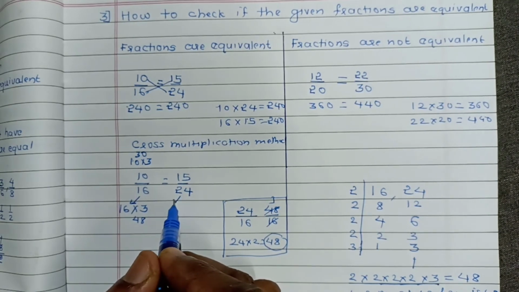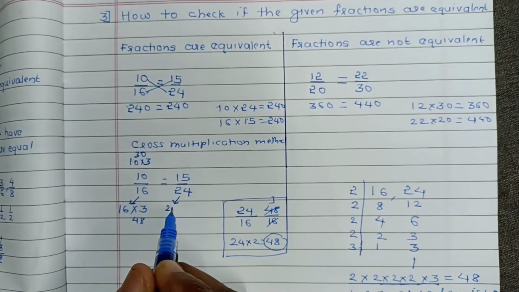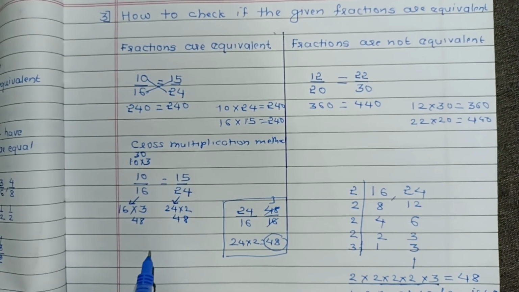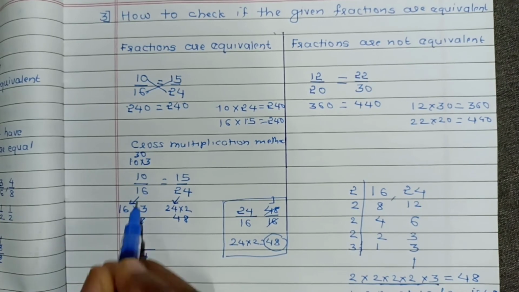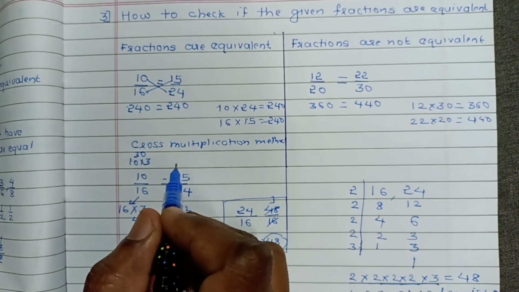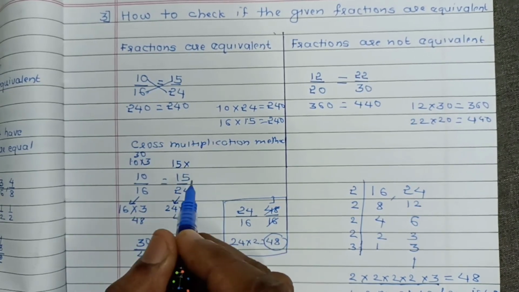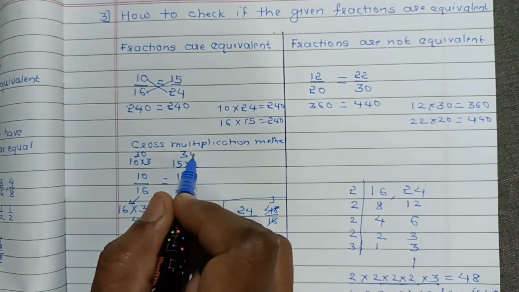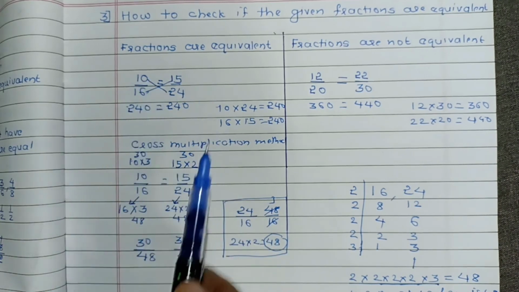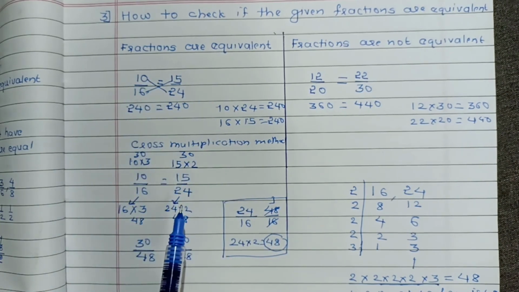Here also you have to make the denominator 48. So if you multiply 24 by 2, you will get the denominator 48. So for the first fraction we are getting the denominator 48, and here also we are getting the denominator 48, and this numerator is 30. Now you have to multiply 15 into 2. So the answer is 30. So on both sides we are getting the same 30. So that's why these fractions, 10 upon 16 and 15 upon 24, are equivalent.